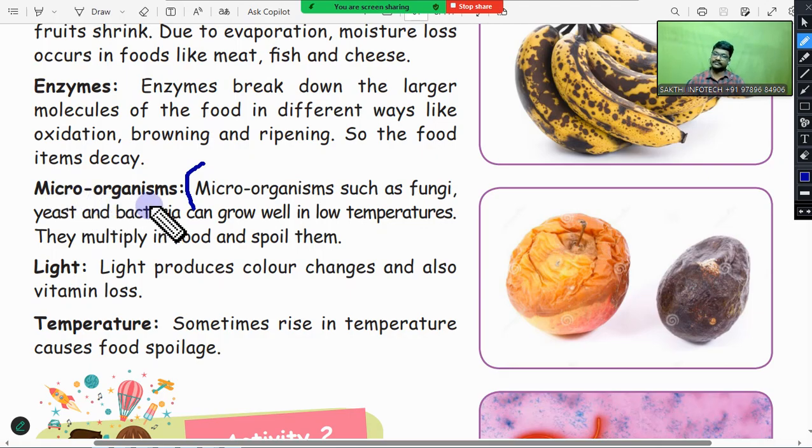Microorganisms. Microorganisms such as fungi, yeast, and bacteria can grow well in low temperatures. They multiply in food and spoil them. All of you read two times.